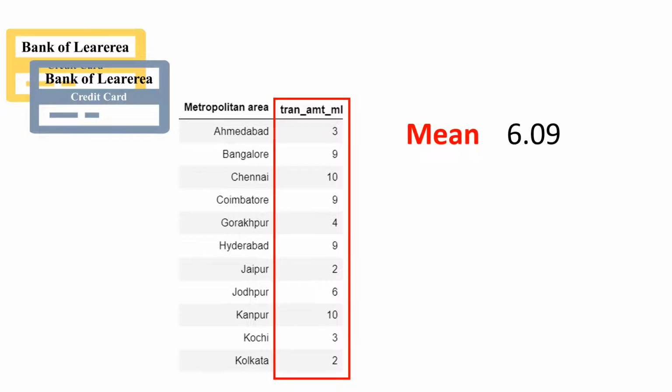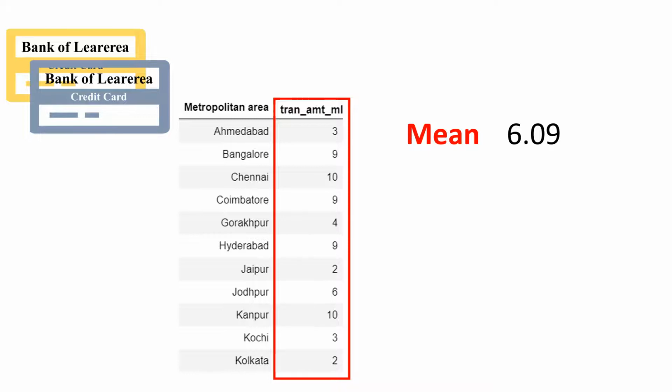Of course, that's mean, isn't it? So when you find the mean of this transaction amount, you get 6.09. And to summarize this transactional amount, you can say that in a year, the average transaction amount in each of these metro cities is 6.09 million. All right, but this is how you just summarize it.